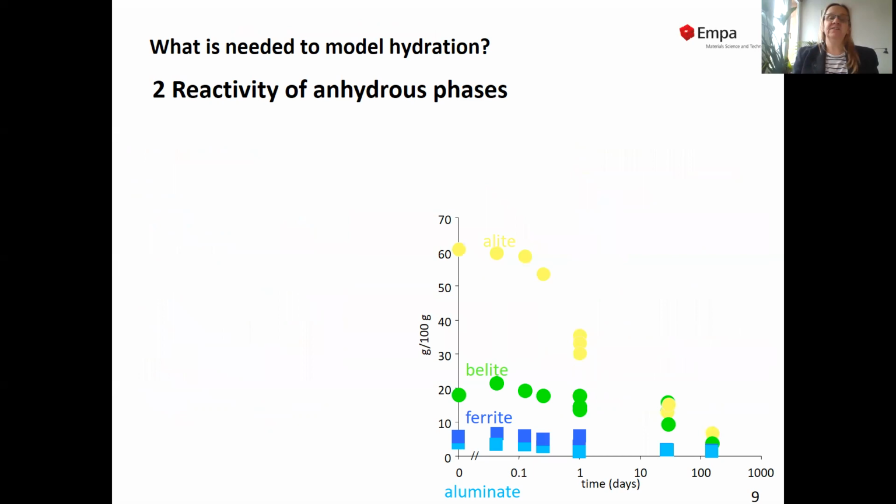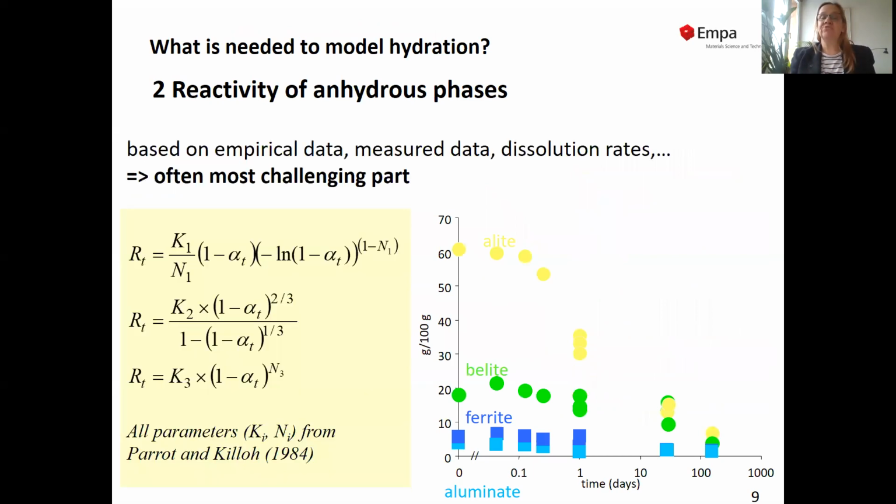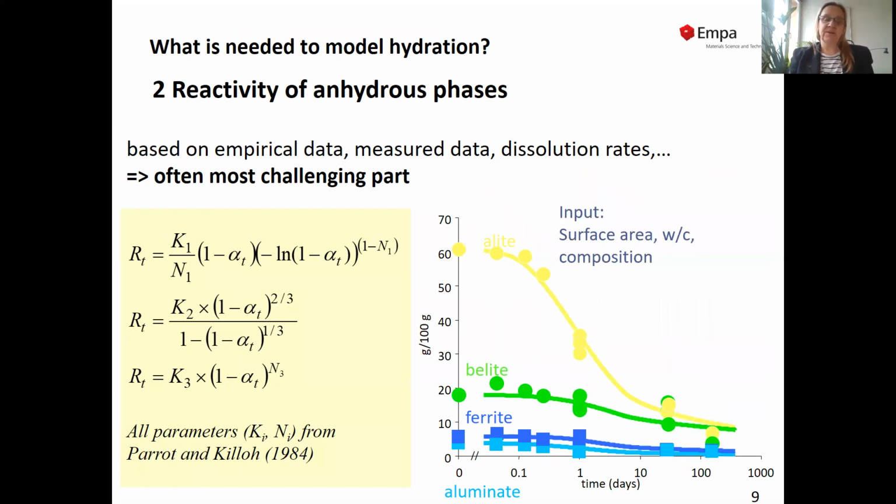The second thing we need is a model to describe the reaction of the anhydrous components, for instance, of the clinker, which react relatively slowly. One simple model available in literature is the so-called Parrot-Killoh model, where we need as input the surface area of our cement, the water to solid ratio, and the cement composition, and are then able to predict the reaction of alite, belite, aluminate, and ferrite as a function of time in a normal Portland cement.